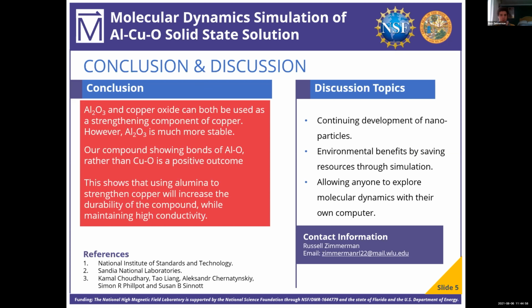Now you can read through some of the other discussion topics here on the right. The main one I wanted to talk about is the environmental benefits of saving resources through simulation instead of having to physically make it, maybe make a mistake, waste those resources, and then have to make it again.